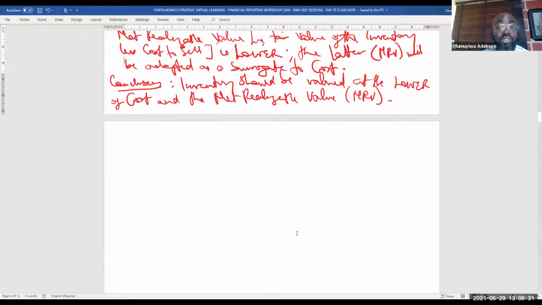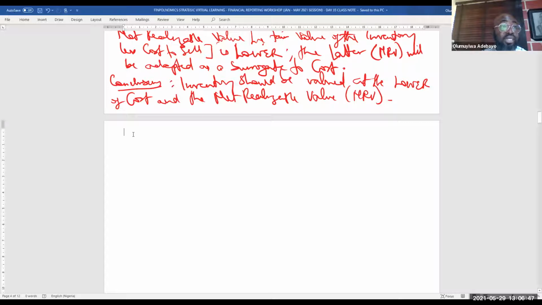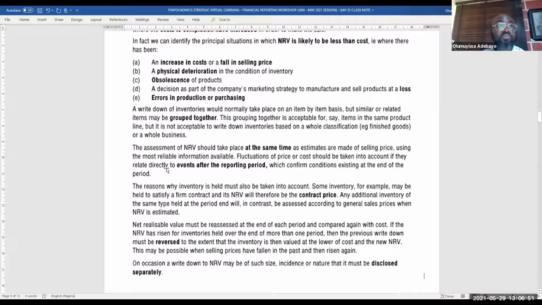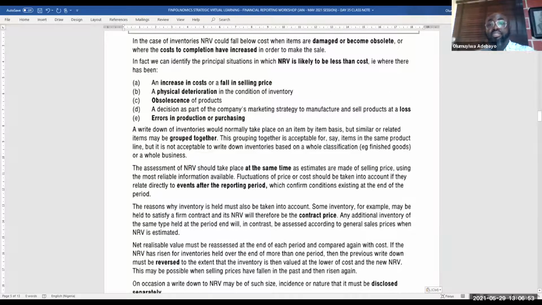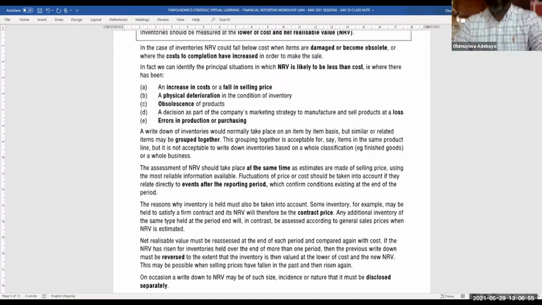Now, let us discuss extensively on net realizable value. I want somebody to read this out and see beyond just the market price of the inventory less cost of sales. Can somebody read this out? Okay.